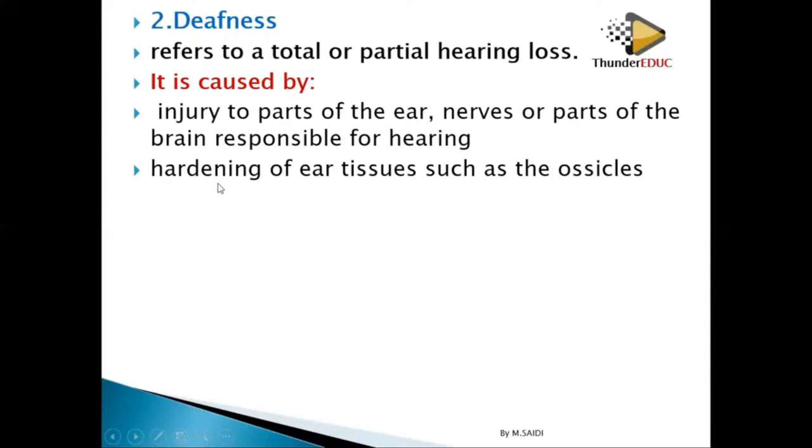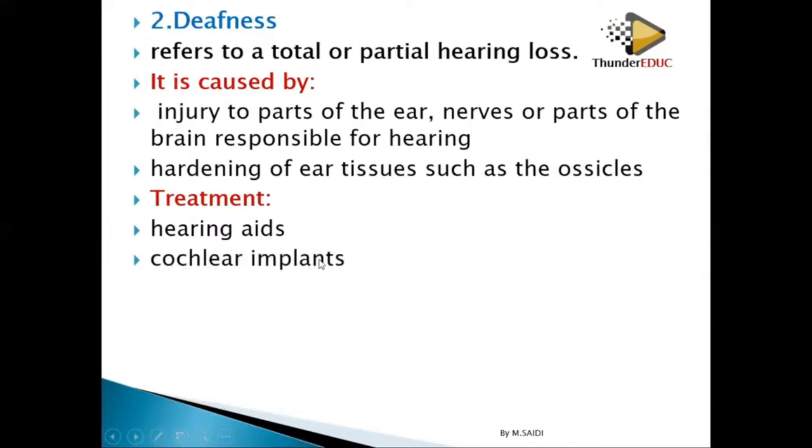Then automatically, the vibration cannot be taken to the oval window, so that it is taken to the inner ear to be detected by the organ of Corti. Then treatment, how do you treat it? By using hearing aids. Hearing aids help you improve your hearing. Number two, cochlear implant. It depends on which part of the ear has been damaged, then it will apply whether to use a hearing aid or the cochlear implant.